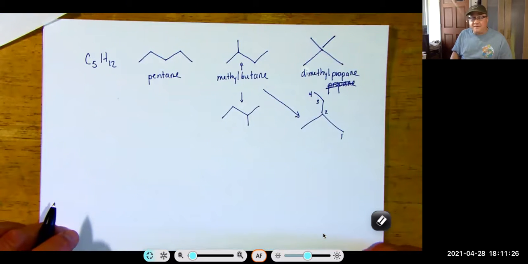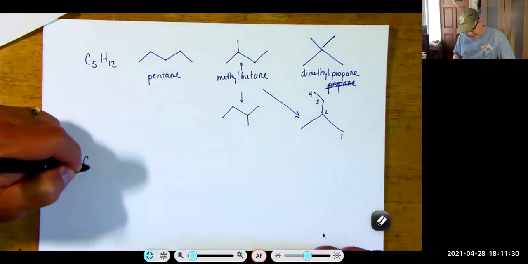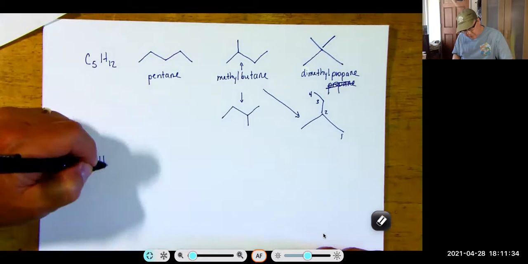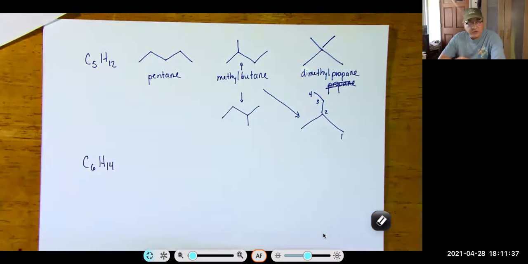I know I'm going a little bit fast, but I'm going to have you work on these. So now we're going to do C6H14. So what I'm going to ask you to do right now is draw at least one isomer and name it. When you're done, give me a little thumbs up or something.